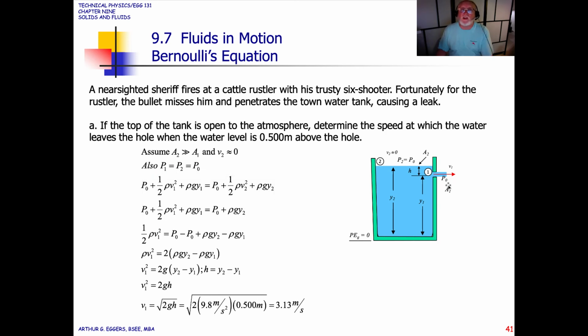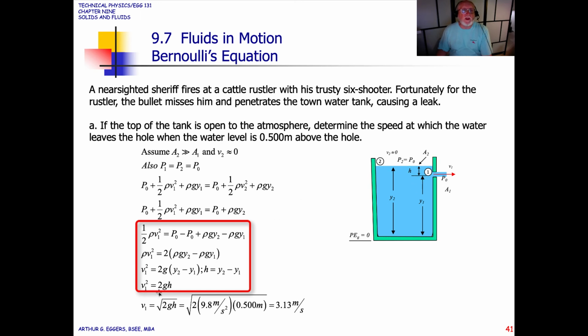Okay, so you can see here on where the bullet hole is, that's our pressure naught. And on the diagram, you can see the pressure 2 is equal to the pressure naught. So gathering our terms so that we can get our velocity on the left side of the relationship, we start moving our terms around so that in essence we end up with velocity 1 squared is equal to 2 times the gravity times the difference in the height, y2 minus y1, and in this case we call h y2 minus y1. Okay, this is the height above the bullet hole.